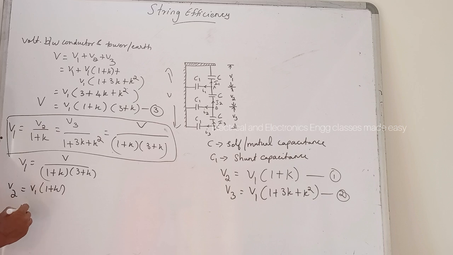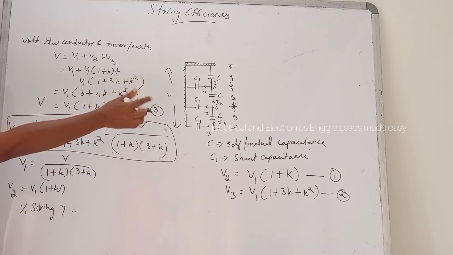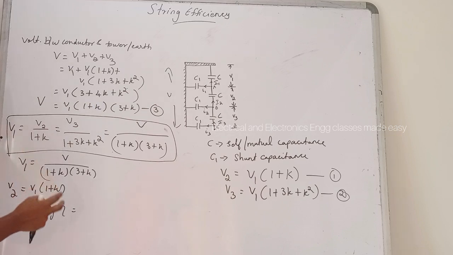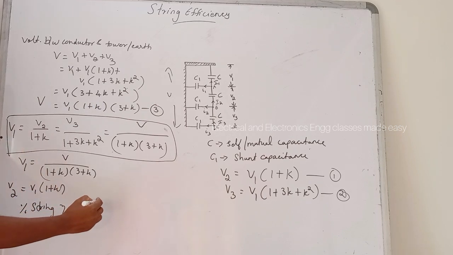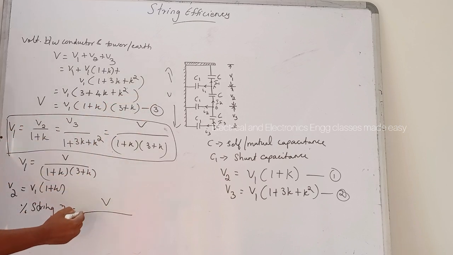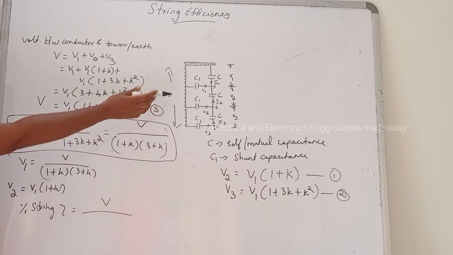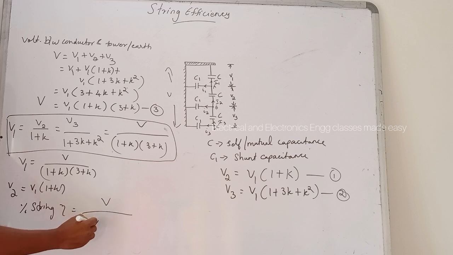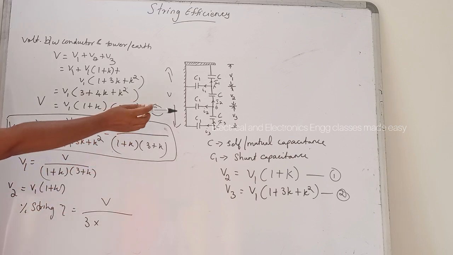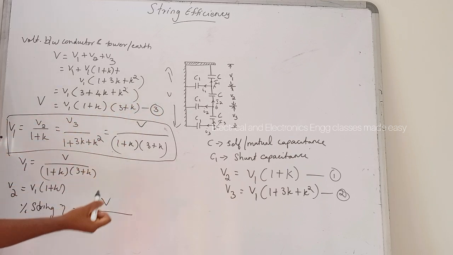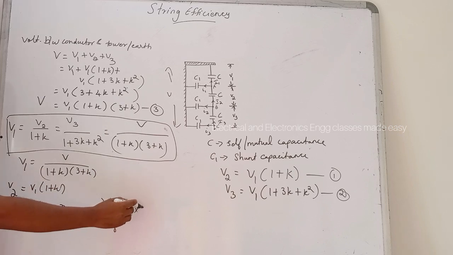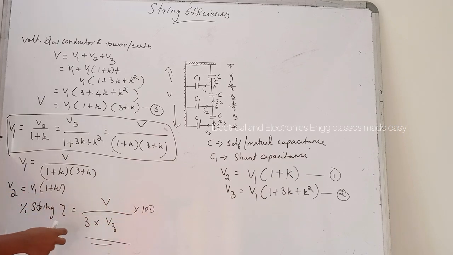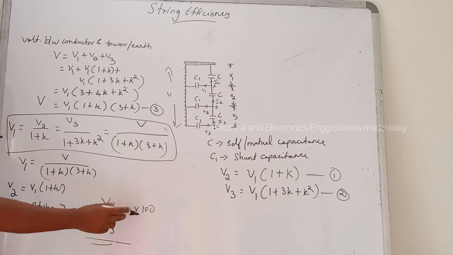Now the percentage string efficiency. So in this case, what is the percentage string efficiency? It is the voltage across the string, that is the total voltage, divided by the number of discs, so here the number of discs is 3, into the voltage across the disc nearest to the conductor, that is V3, into 100. So in this case, the percentage string efficiency is equal to V divided by 3 into V3 into 100.